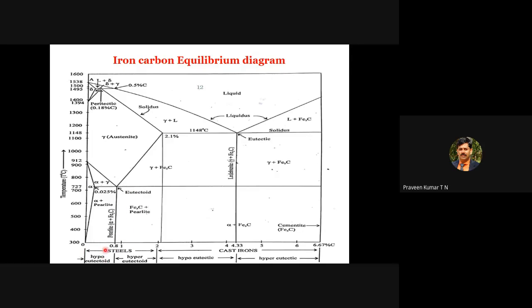If the percentage of carbon is less than 0.8, then it is referred to as a hypoeutectoid steel. If the percentage of carbon is more than 0.8, then it is referred to as a hypereutectoid steel. In steel, the eutectoid reaction takes place. In cast iron, the eutectic reaction takes place. Again, in steel, at higher temperature, one more transformation takes place. That is nothing but the peritectic reaction.